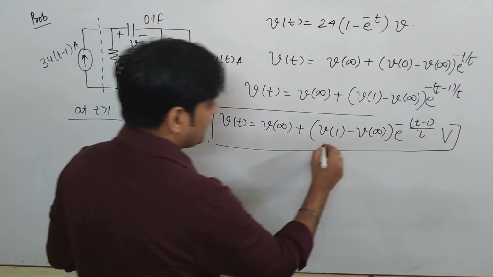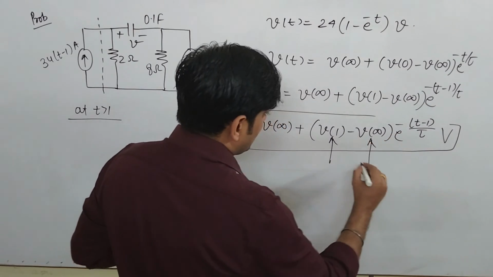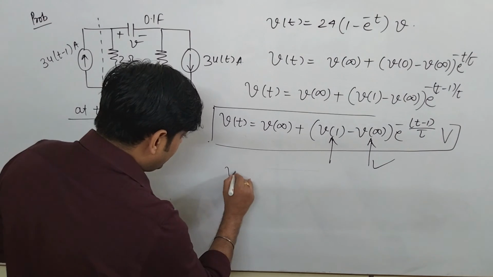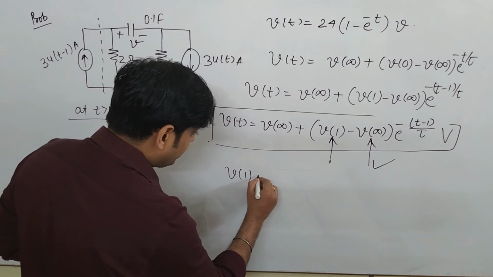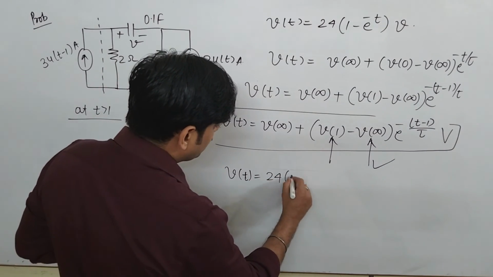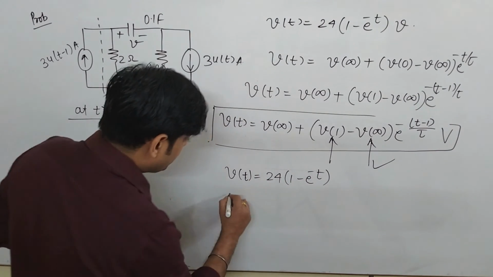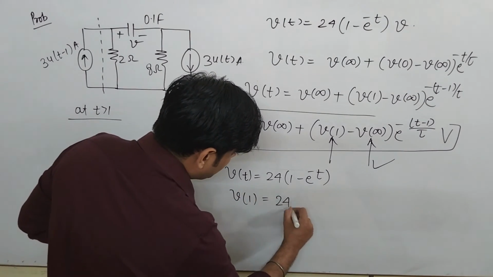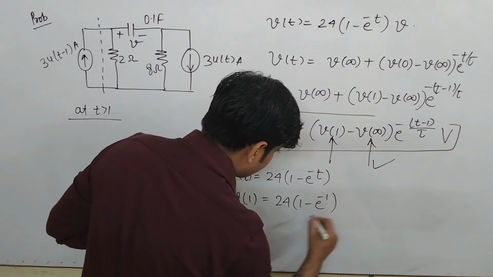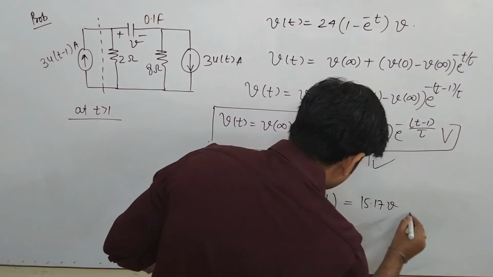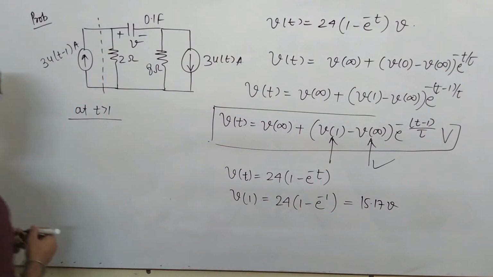Now how do you find V1 and how do you find V infinite? The concept of V infinite remains as it is, but when you find V1, you have to find it with the help of our original solution Vt, that is 24 (1 minus e to the power minus t). If you put the value of time instant 1, because it is between 0 to 1, that comes to be 24 into (1 minus e to the power minus 1). Solve it and find the value of V1. So you have found the value of V1. Now you will see what is the value of V infinite.